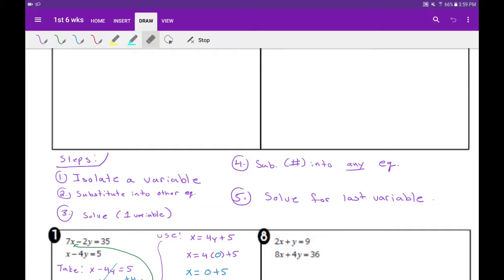Okay, in this example, we're going to solve a system of equations using substitution. So there's about 5 steps, and I'm just going to briefly explain them here. All right, so first thing we want to do is isolate a variable.